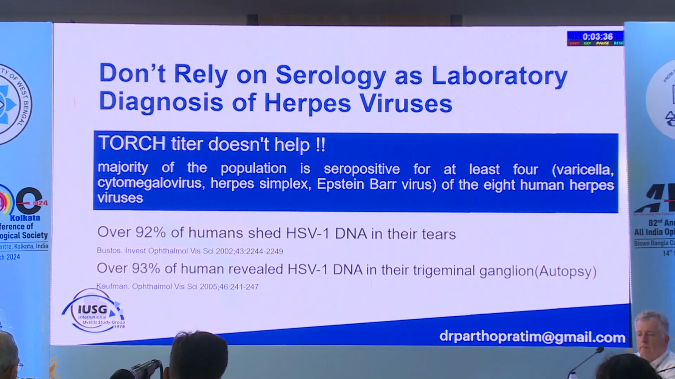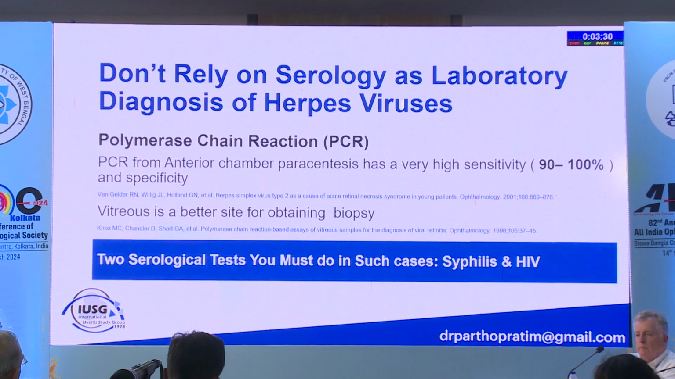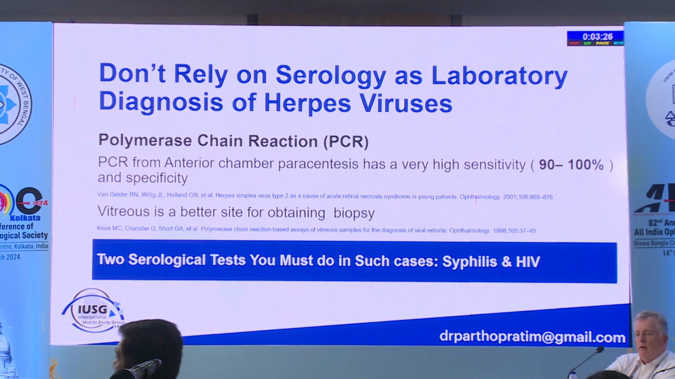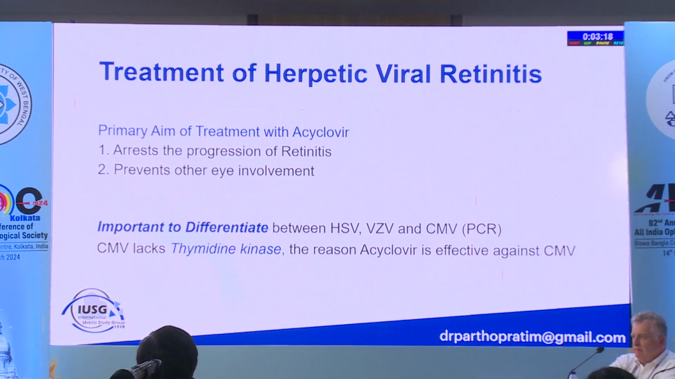The other study showed that in 93% of human autopsies there was HSV1 DNA in the trigeminal ganglion. So you have to understand that polymerase chain reaction remains the mainstay of diagnosis, and the only 2 serological tests you do in cases of herpetic uveitis are to rule out syphilis and HIV. So coming to the treatment of herpetic viral retinitis, the primary aim, as I discussed, is to arrest the progression of the retinitis and prevent involvement of the other eye.